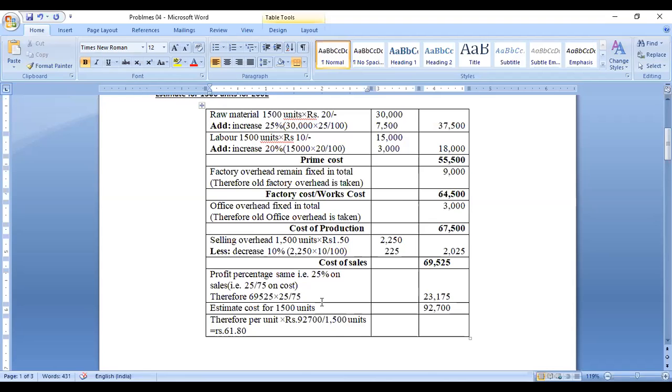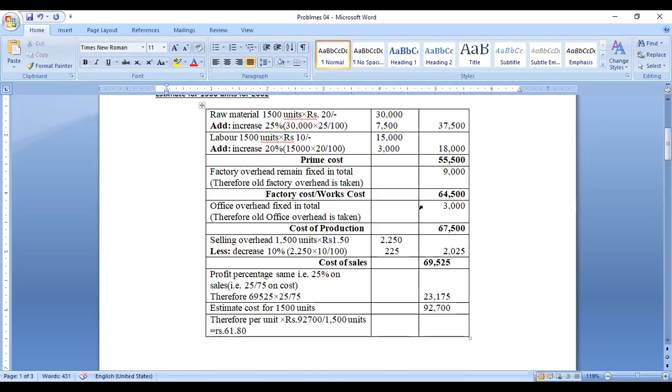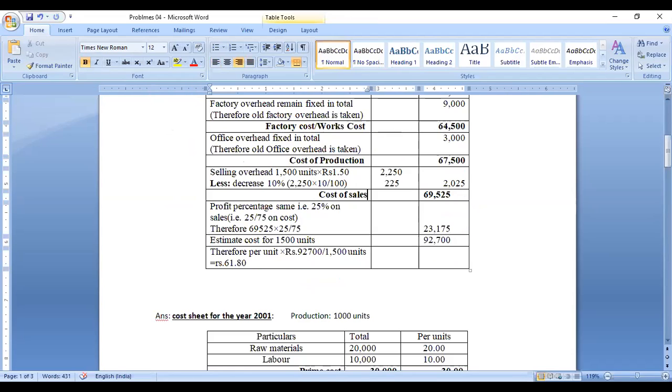Now, what is the profit? There is no change. The rate of profit will remain the same. The previous year we took 25% on sales. The same principle, the same procedure you have to follow in the next year also. This is the cost. With the cost you have to calculate 25% on sales. Sales we don't know. If the sales is not given, you have to take this 25% on sales. So 69,525 into 25 divided by 75.